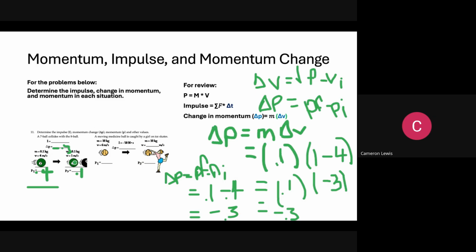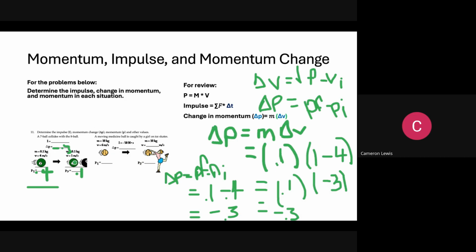So you got change in momentum is equal to mass times change in velocity, but it's also equal to the final momentum subtracted by initial momentum. So we just need to know that as well too. Okay, so we just did both those types of problems in two different ways. Okay. Correct.